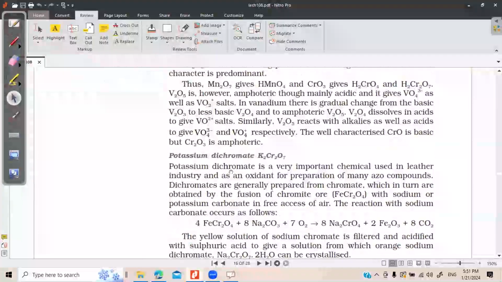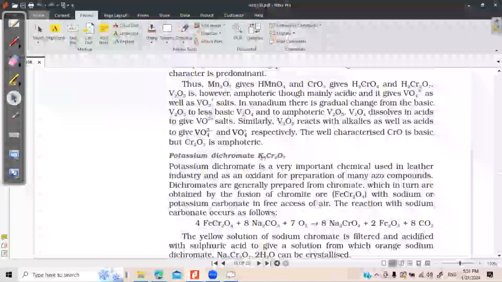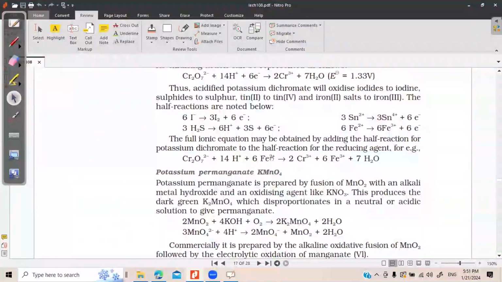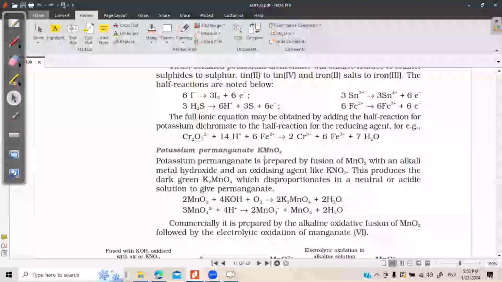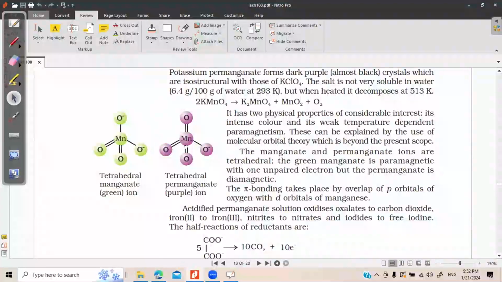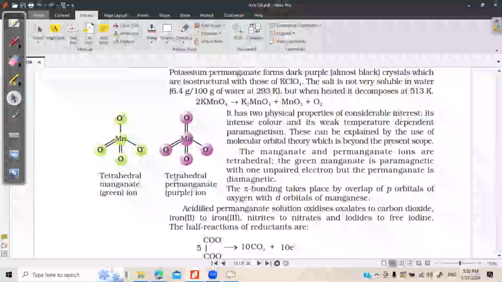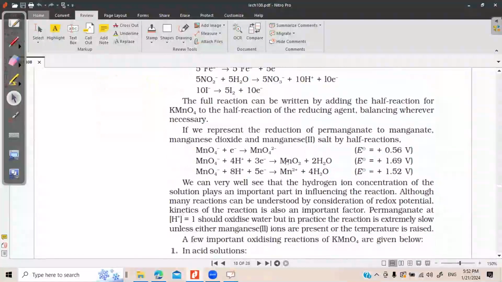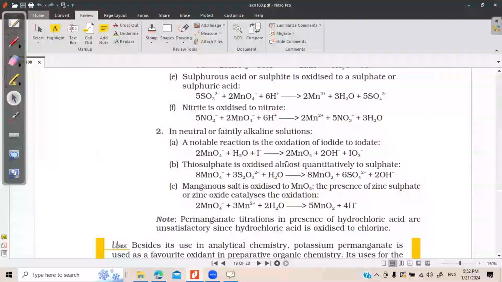Oxides and oxoions. For this, we have to remember the preparation of K2CrO4 and KMnO4, which is very, very important. Preparation and a few examples of these are very important. You have to remember the structures here: tetrahedral permanganate, purple in color, and this is a tetrahedral green ion. Look at this difference: here the charge is minus 2, here only minus 1. These examples and equations you have to remember.